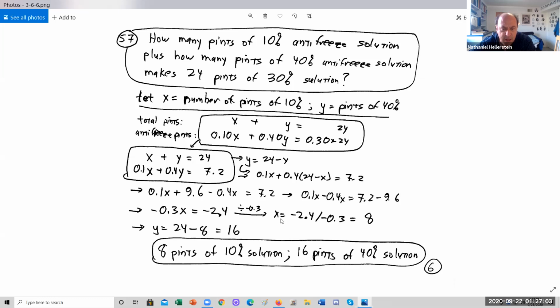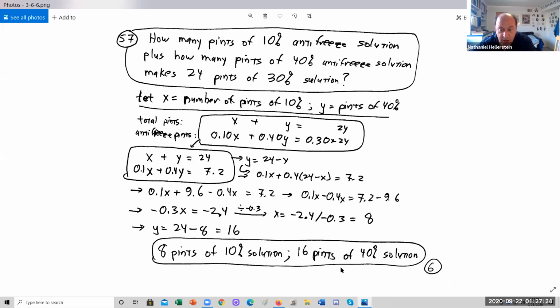And we get X on the left. On the right, you get negative 2.4 over negative 0.3. That equals 8. And for Y, Y is 24 minus X. So it'll be 24 minus 8, which is 16. And in the upshot then, 8 pints of the 10% solution, 16 pints of the 40% solution.